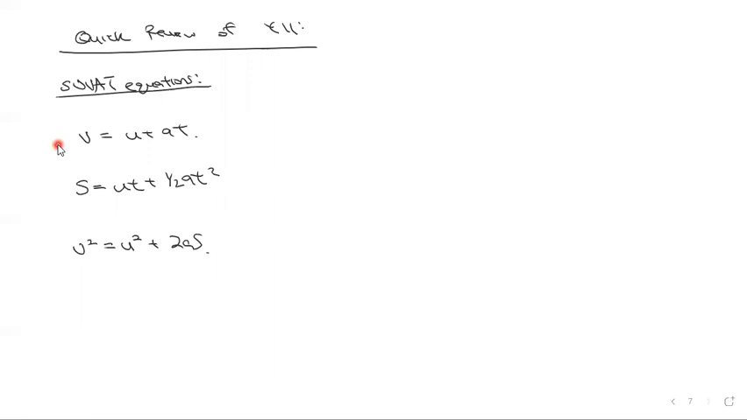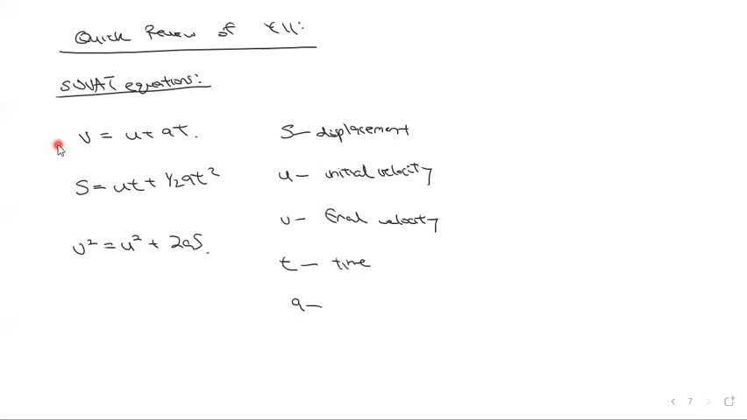So what are these things? Well, s is your displacement. u is your initial velocity. v is your final velocity. t is time. And a is acceleration.